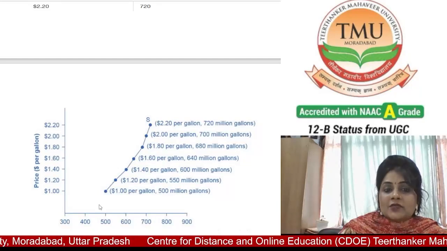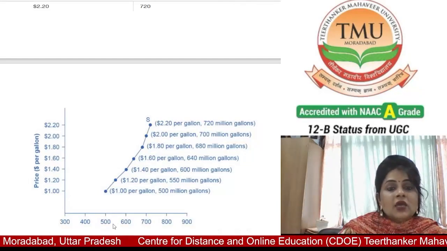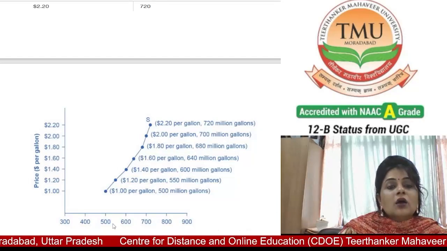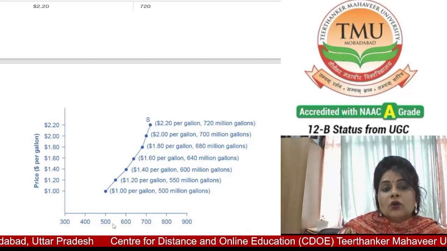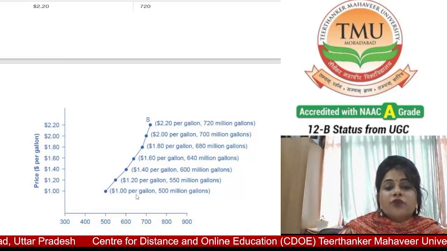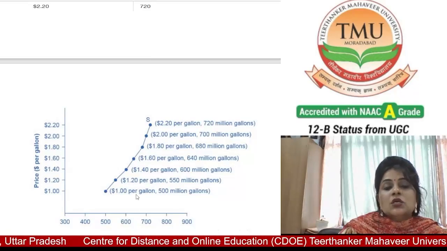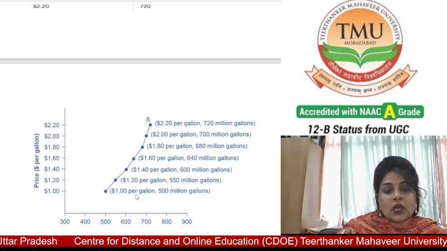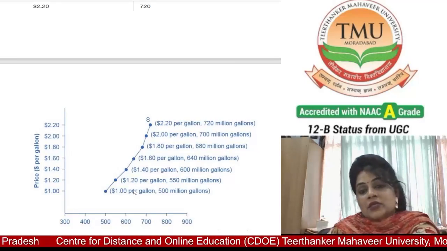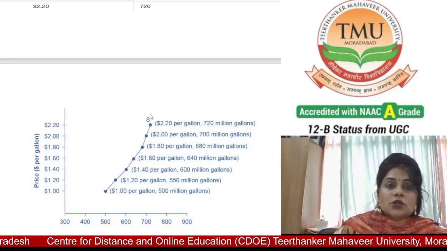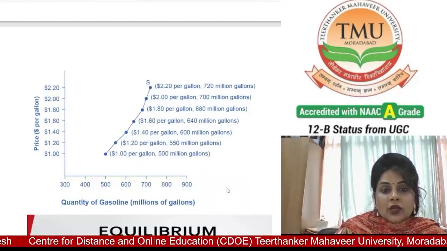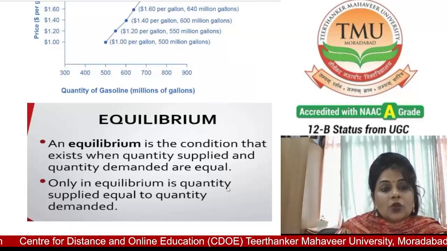The law of supply: as price rises from $1 per gallon to $2.20 per gallon, the quantity supplied increases from 500 gallons to 720 gallons. As the price falls, the quantity supplied decreases. Hope you well understood the supply curve and the supply schedule. Now we discuss equilibrium.